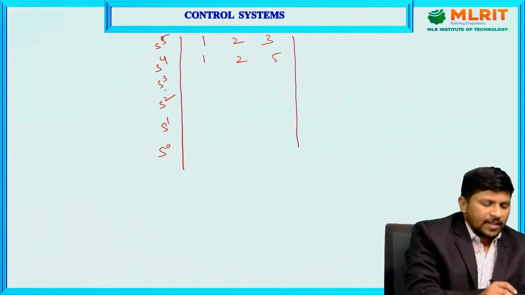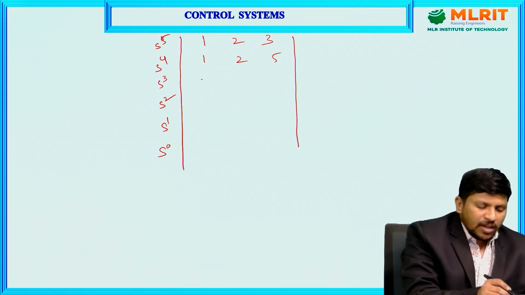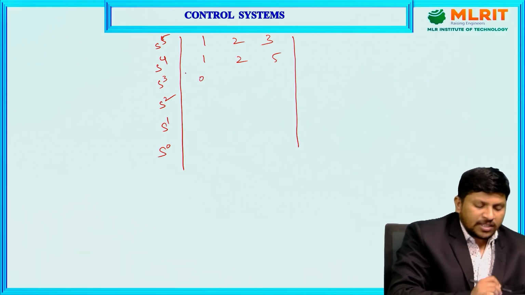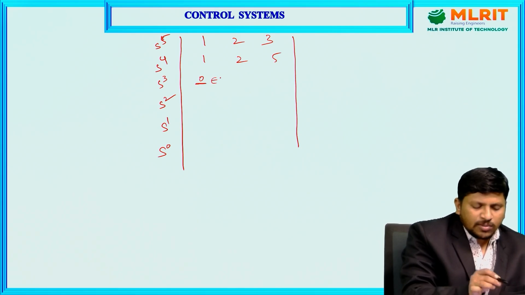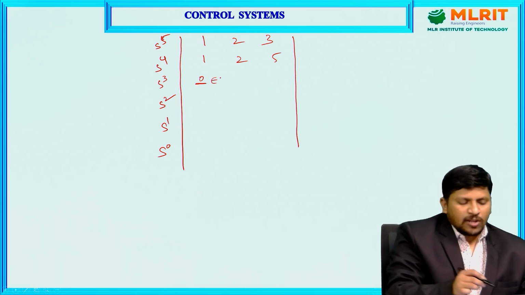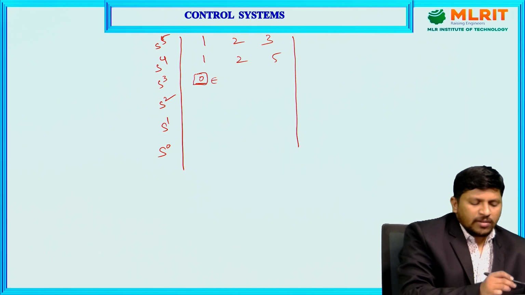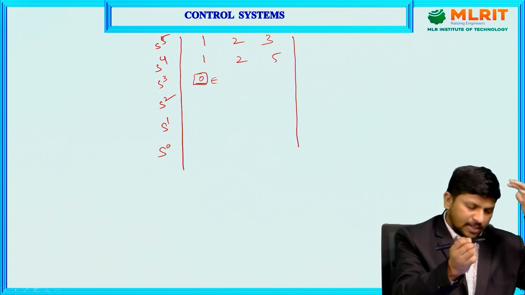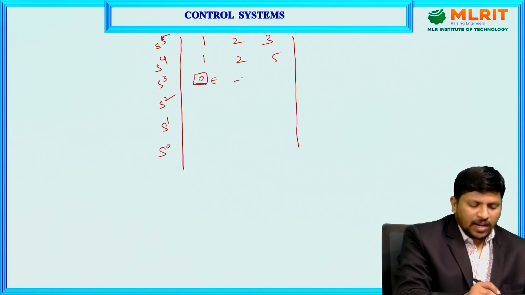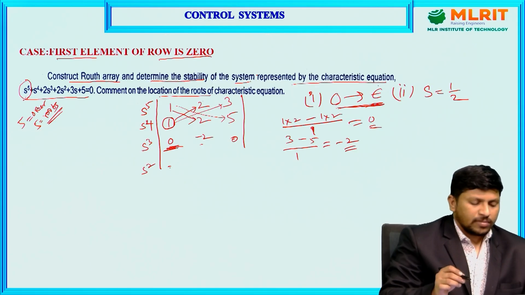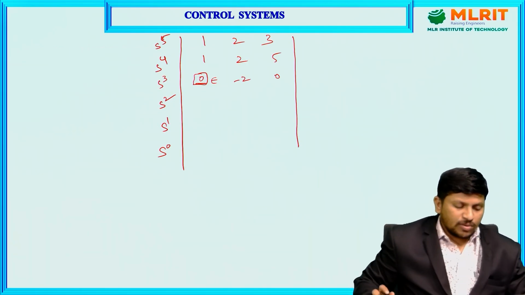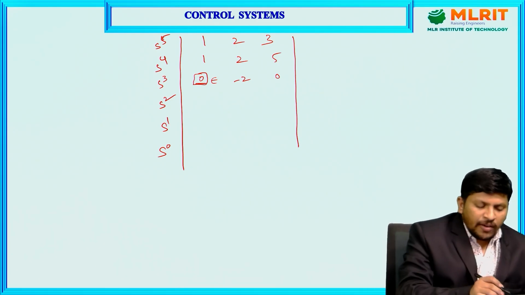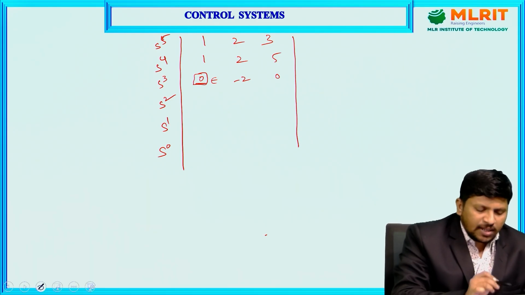Next, s cube. In s cube we got 0, right? For the first element, in place of 0 we assume a small positive value epsilon. So here consider epsilon. The next value is minus 2, and the last final value is 0. So the first element 0 is considered as epsilon.